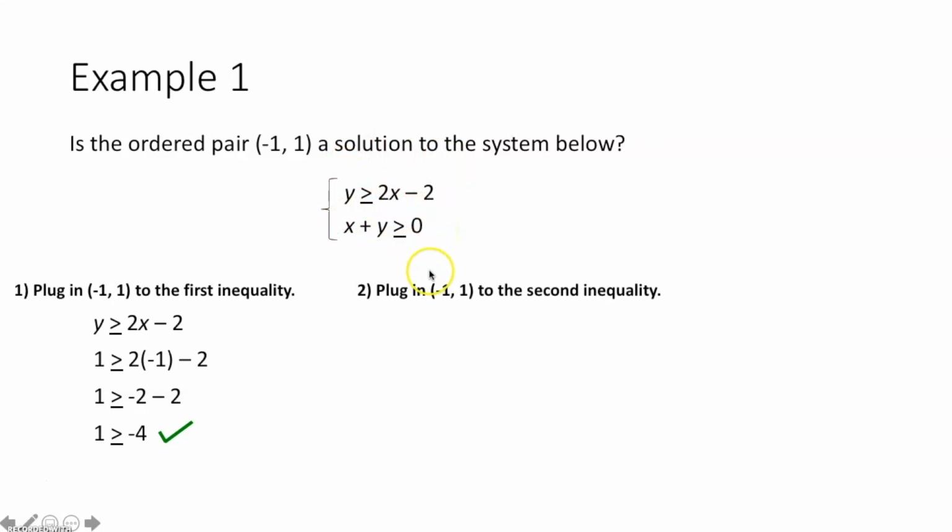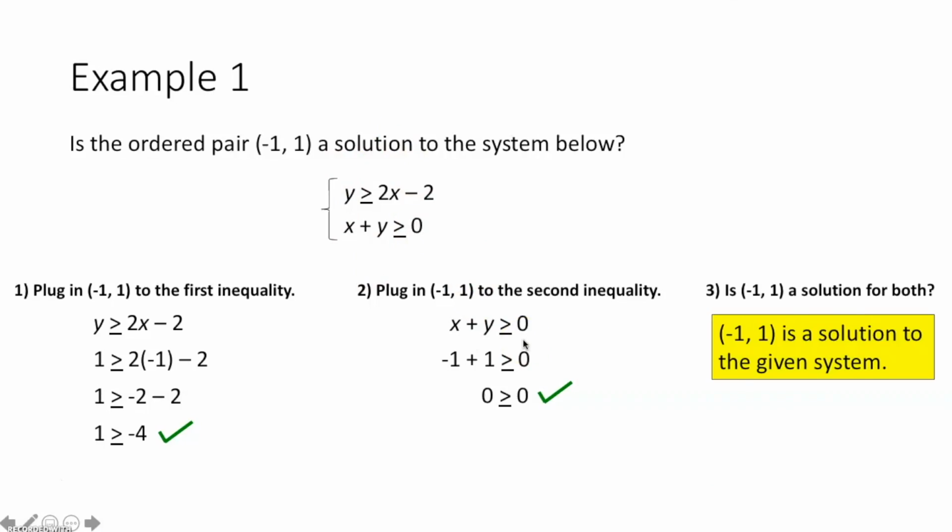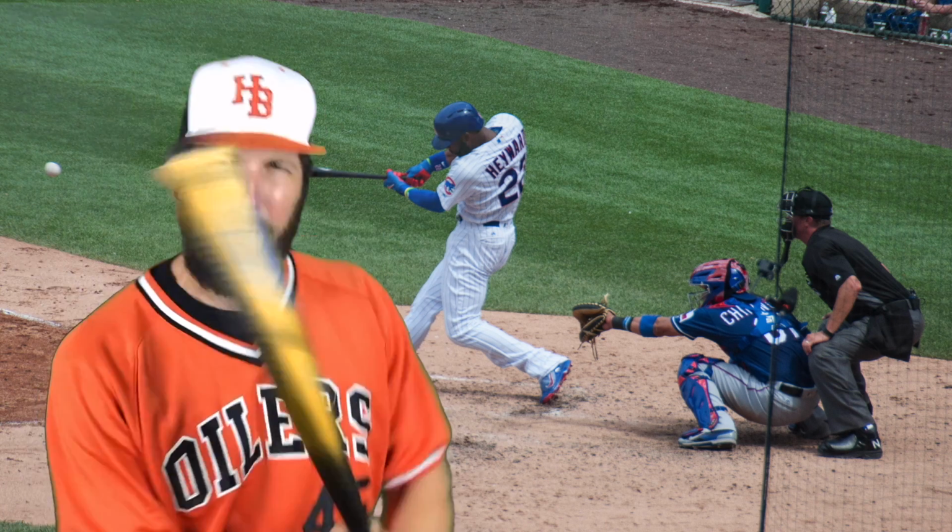So we take -1, 1 and plug it into the second inequality. So I take -1, plug it in for x, 1, plug it in for y. Now I simplify. What is -1 plus 1? That's 0. Now we've simplified both sides, so we ask ourselves, is this remaining inequality true? Yes, 0 is greater than or equal to 0. So we are good. This checks out. Because this point is a solution to both of these inequalities, you can say that -1, 1 is a solution to the system of inequalities. And you're done. Baseball, you try!